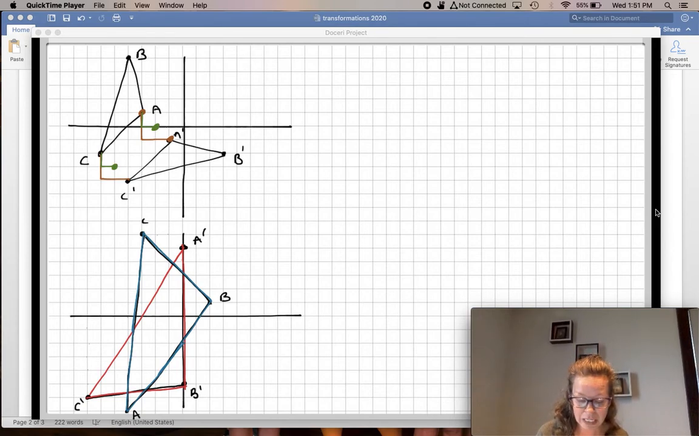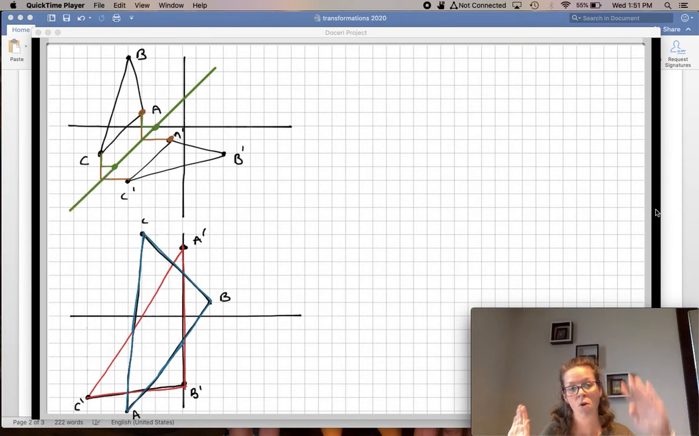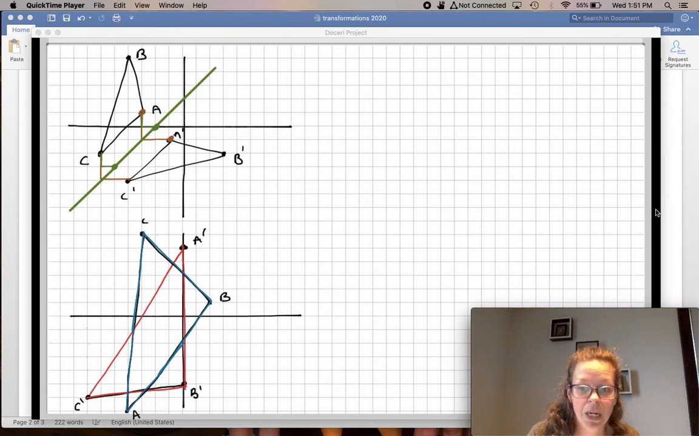Those 2 green dots should then be on my line of reflection. So then I could draw in that line of reflection and think about folding my book now on that diagonal line and having those 2 triangles meet up.